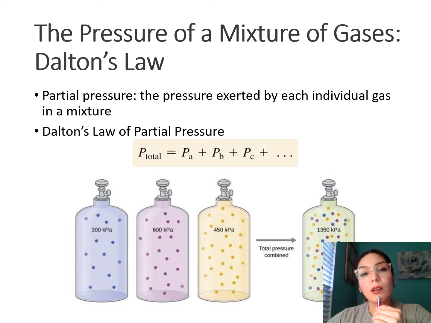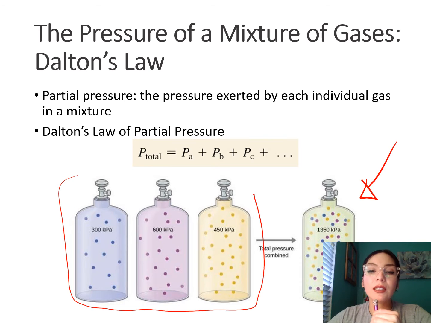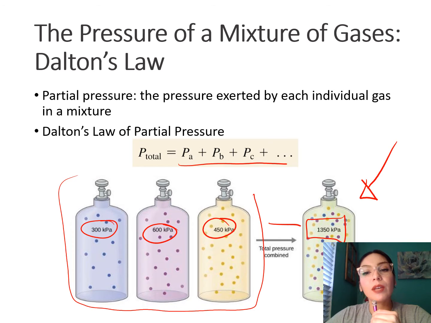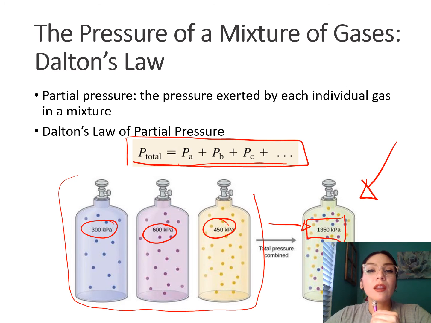So Dalton's Law describes mixtures of gases. Here we have a mixture composed of these individual gases. You're going to have a certain pressure associated with it, but that pressure is going to be made up of the individual pressures. So if we add all of these up, you will find that you get this value right here. So this is Dalton's law of partial pressures, where the total pressure is the sum of the individual pressures.